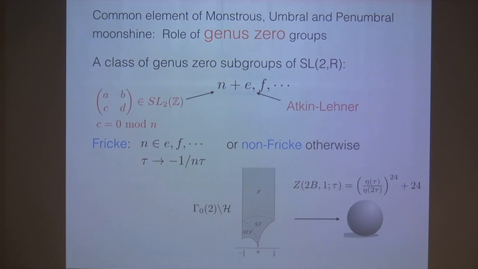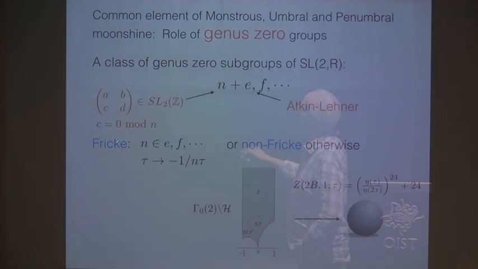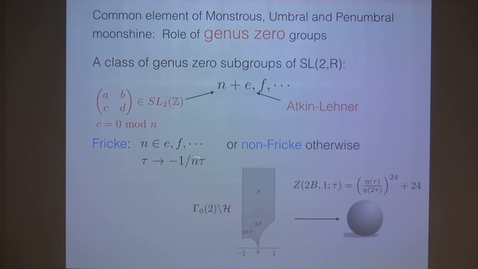So an exact divisor e is a divisor that's relatively prime to n over e. So for example, if you have 12, 3 is an exact divisor because 3 is relatively prime to 12 over 3, which is 4. But 2 is not an exact divisor of 12 because 2 is not relatively prime to 6. The only one of these, other than some notation, that I really am going to have to focus on is what's called the Fricke involution, which is n itself. This corresponds to taking tau to minus 1 over n tau. So if there's a subgroup of SL2R that contains this Fricke involution and gamma naught n, we will say that that is a Fricke subgroup. And if it doesn't, it's non-Fricke.